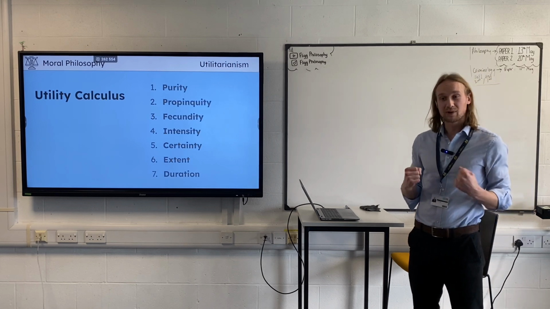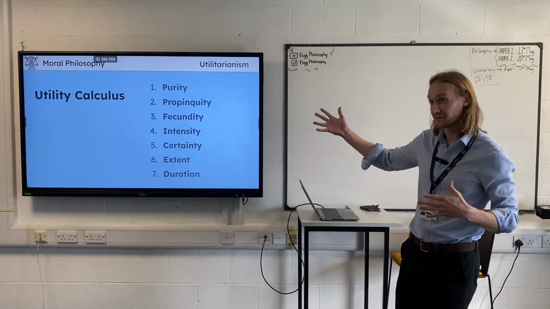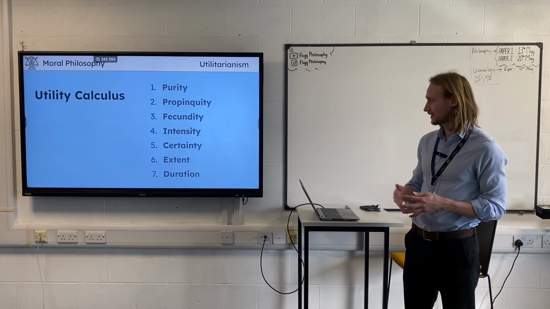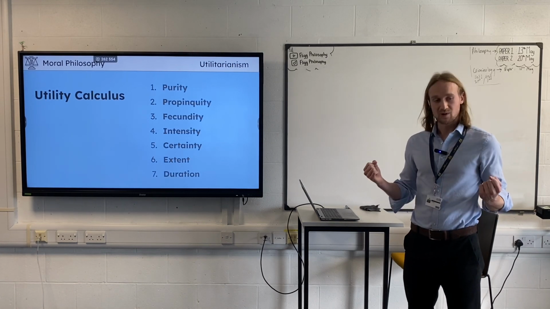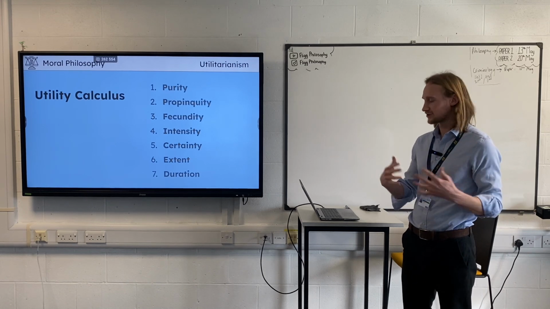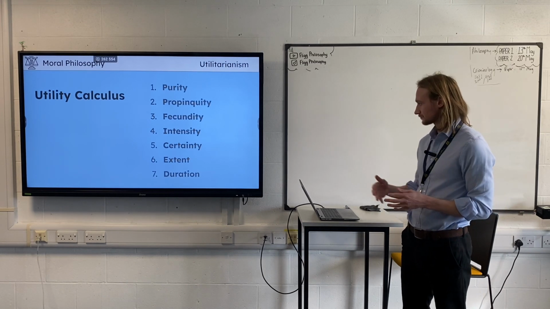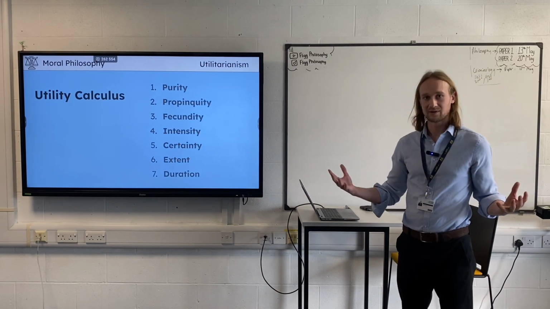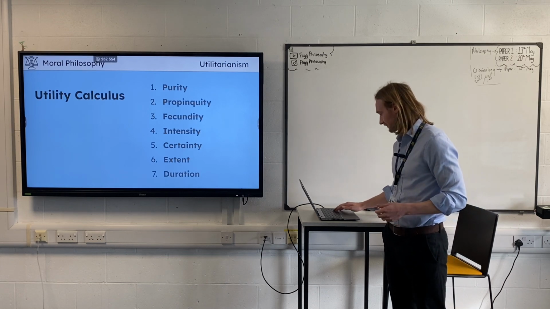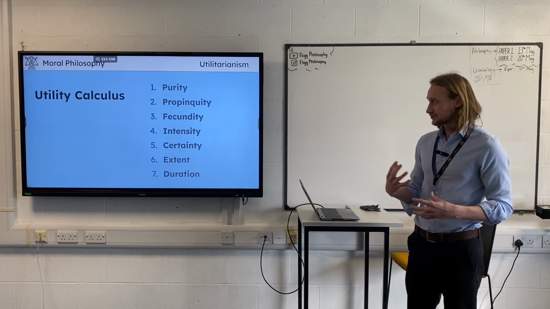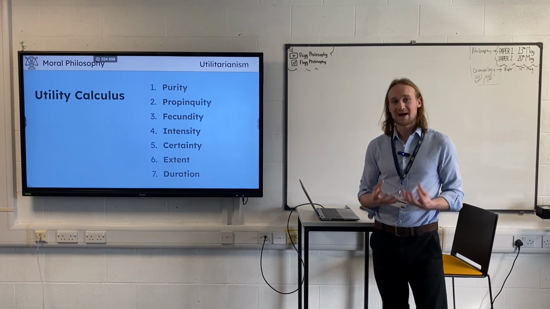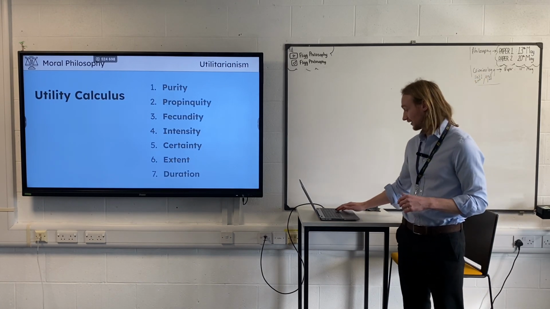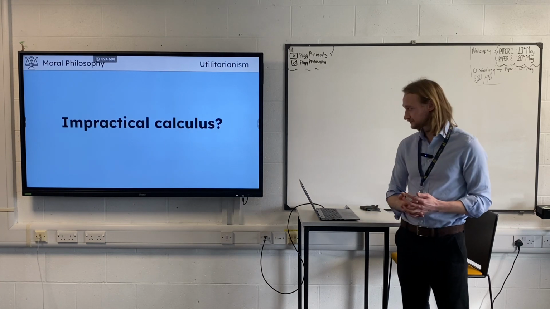Intensity is how much pleasure there'll be. This could also be for pain as well. We could take this both ways, but intensity, how much pleasure? How good will that pleasure be? Certainty is, do we know that there's definitely going to be a pleasurable outcome or a happy outcome? Extent is, for how many people will that pleasure be? And duration is how long it lasts. So that was the first idea of how we actually measure utilitarianism from a somewhat scientific standpoint, as Jeremy Bentham was a scientist.